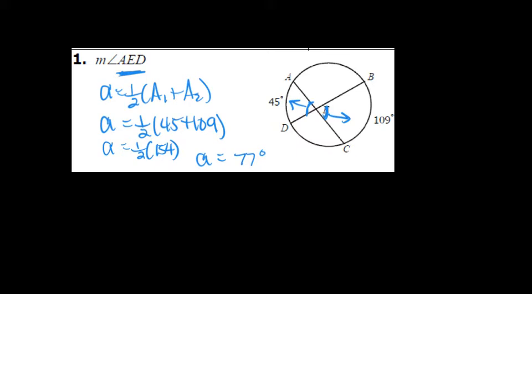So I'm going to go back and plug in the 77 degrees into our picture. So here we go. This angle is 77. So is the angle across from it. And the angle right next to it is supplementary. So we didn't have to find all of that. We just needed to find angle AED. And so angle AED is 77 degrees.